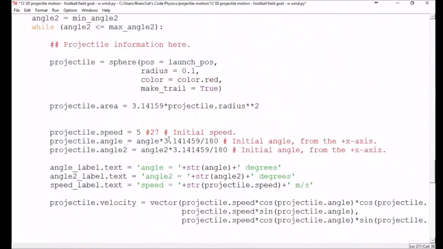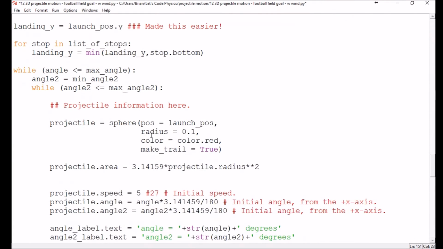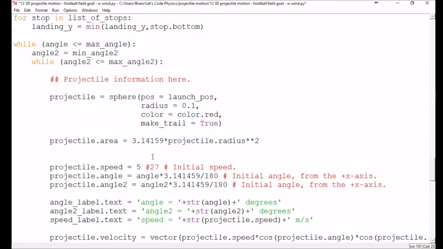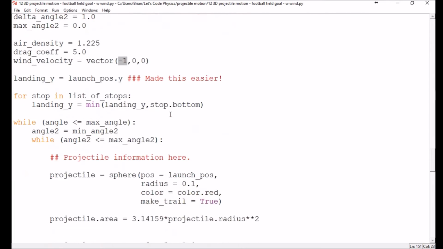So back up here when we define all of our stuff, we're going to define a new vector for the wind velocity. And I want this to be on the order of our projectile velocity, which is initially 5. So let's say this is going backwards in the x direction, 1, and 0 in the y and z direction. Back on our animation, remember we are launching into the x direction, and so this is going to be pushing the projectile backwards along the x direction. So that's a headwind. There's a wind blowing against the direction of the projectile's travel.